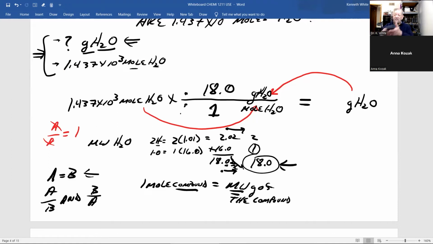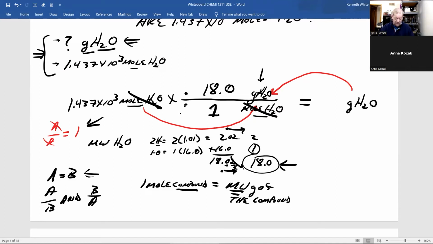Now, before I pick up my calculator, I shouldn't pick it up. Bad Dr. White. Anyways, I'm going to check my units. Notice we have moles of water divided by moles of water. And anything divided by itself is the number 1. So this cancels out. What units are we left with? Grams of water. Is that what we want? Yes. So we're on the right track.